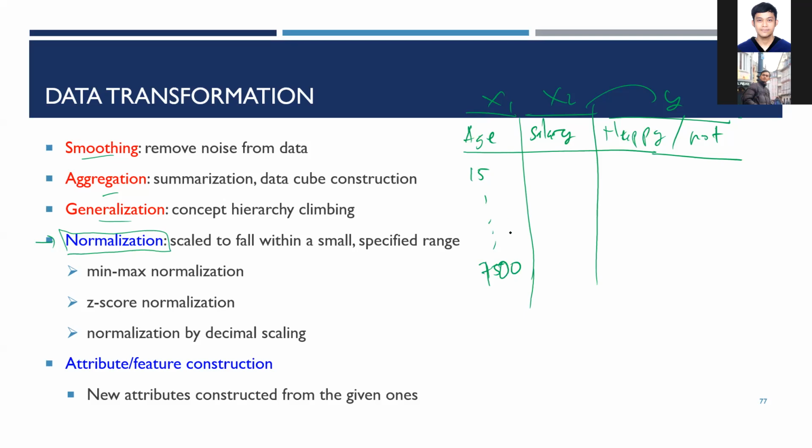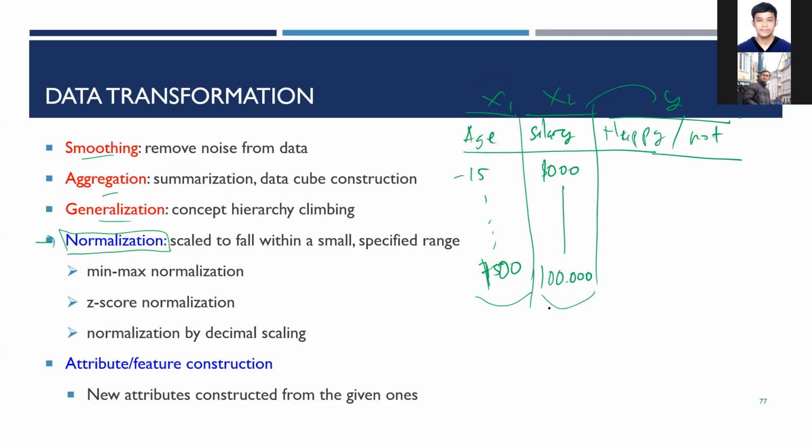But the salary may be from 1,000 until maybe 100,000, for example. So we see that the values of attribute x1 are relatively smaller than the values in attribute x2.